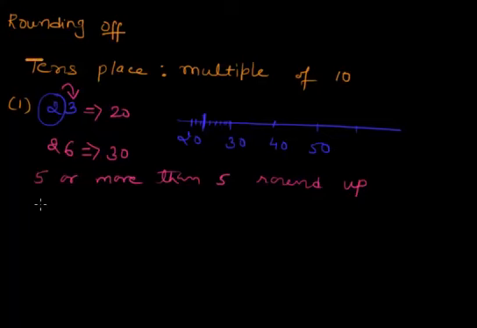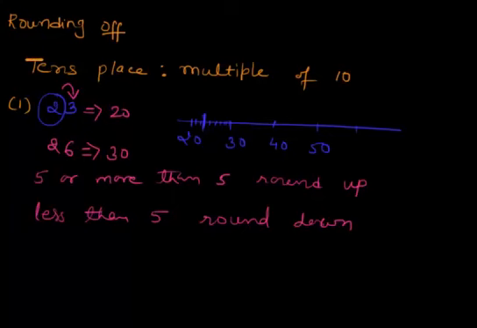And if the number is less than 5, then we round down. Then we just round the number to 0 and we keep 2 as it is. Because this was an example lying between 20 and 30 and 3 is less than 5, so we will round it off to 20.